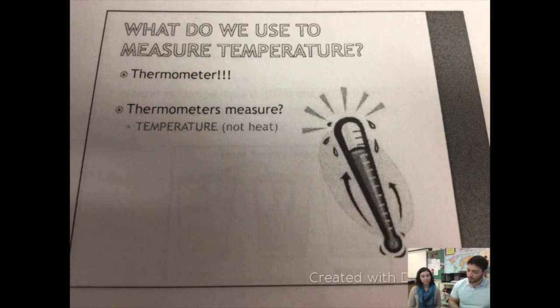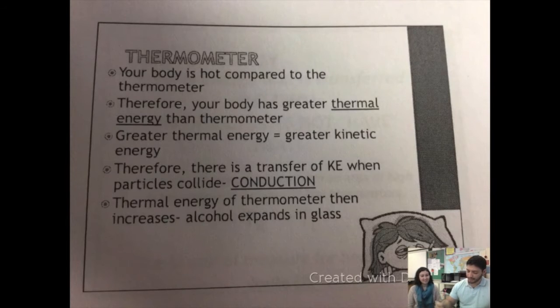So what do we use to measure temperature? We use thermometers. Everyone's seen one, right? When we use a thermometer, we're not actually measuring the temperature of the water or whatever we're measuring. We're actually measuring the temperature of the thermometer. So if I stick a thermometer into a glass of coffee, I'm not measuring how hot the coffee is. I'm measuring how hot the coffee makes the thermometer. The coffee had a greater thermal energy than the thermometer, which made the temperature rise.